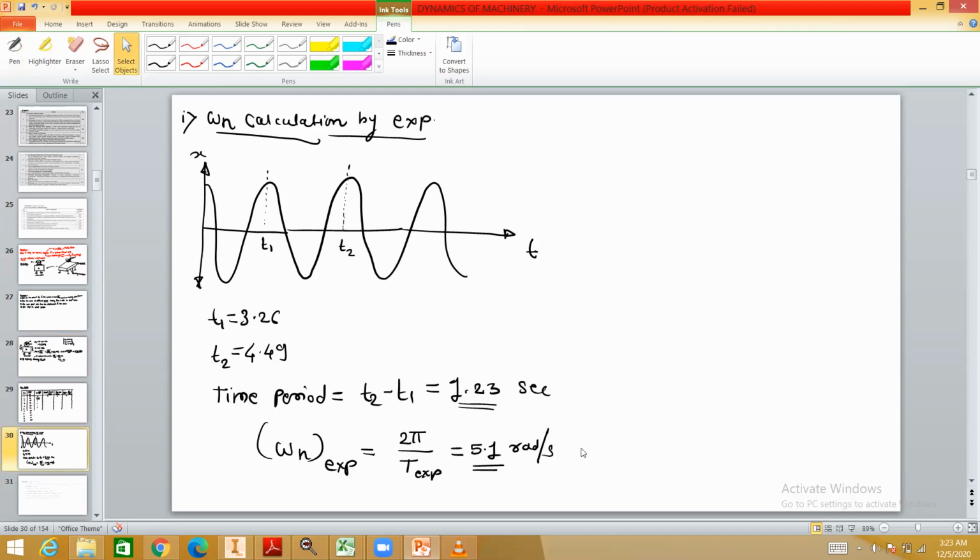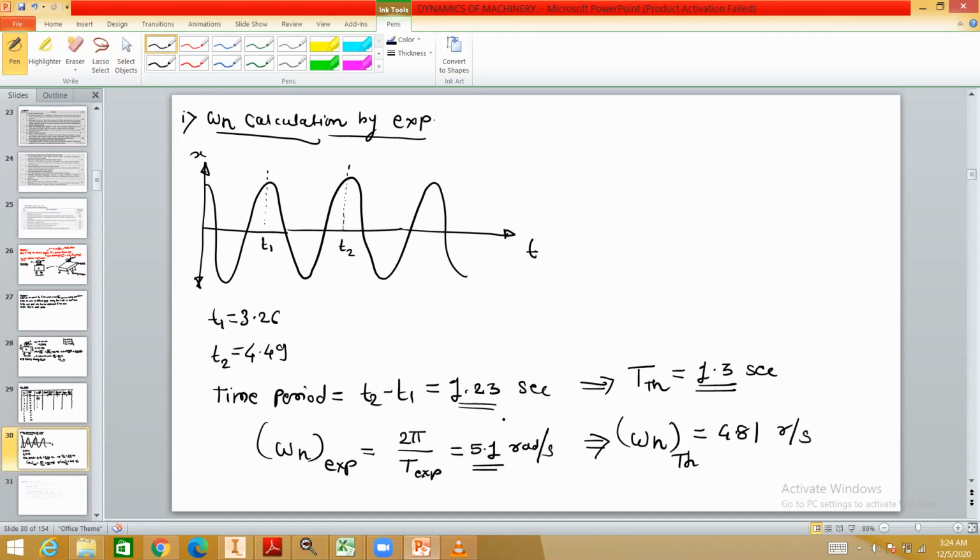So this value omega n, if we compare this value with the theoretical value, it is equal to 4.81, and time period, so t theoretical, is equal to 1.3 second. So it is near about the theoretical value. Okay, so you note down this.